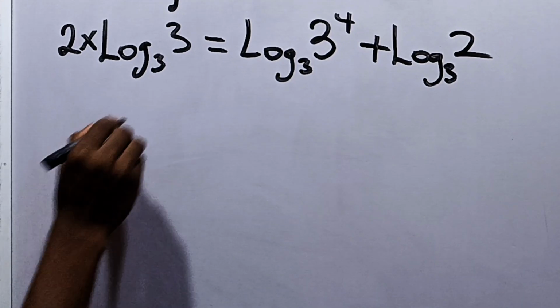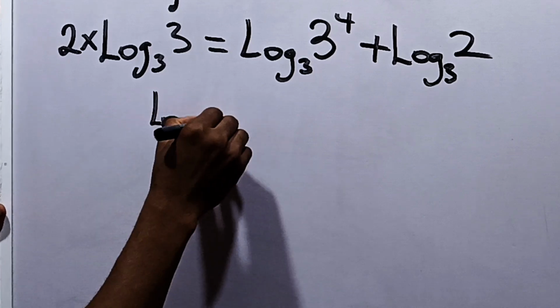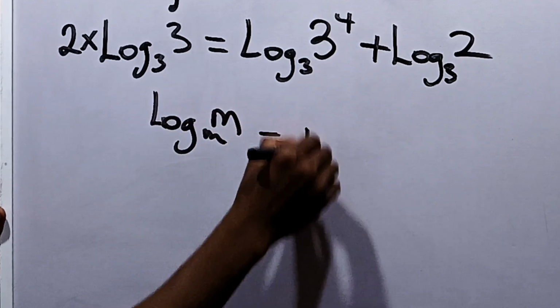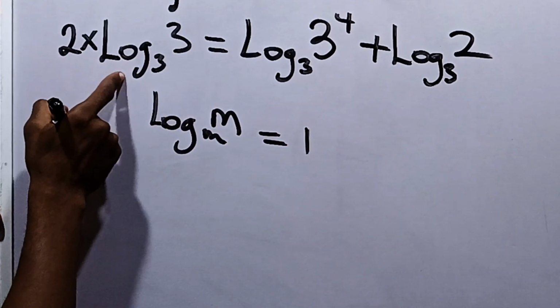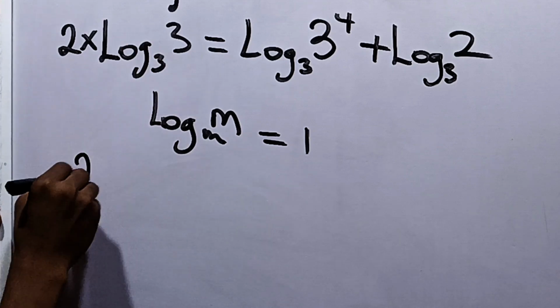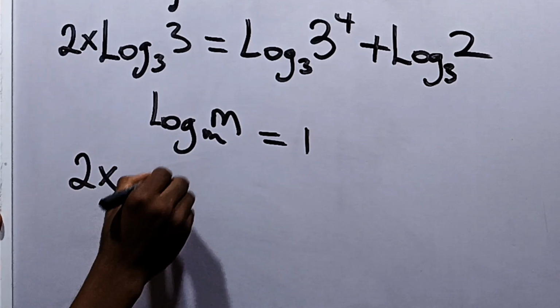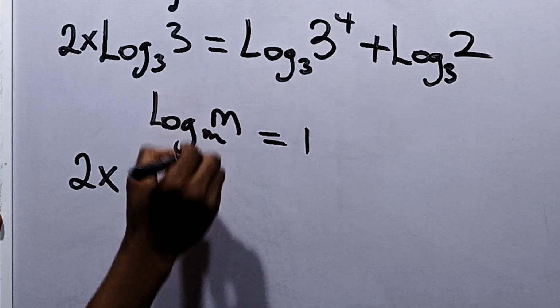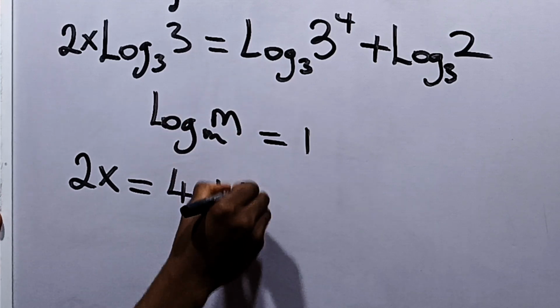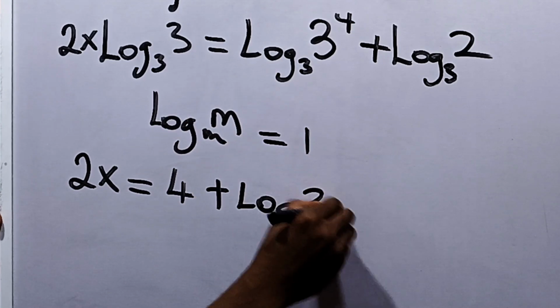Now from here we say logarithm of m to base m is equal to 1. Applying this law here, logarithm of 3 to base 3 is 1, and 1 times 3x is 3x, to be equal to 4 multiplied by logarithm of 3 to base 3, which is again 1, plus logarithm of 2 to base 3.